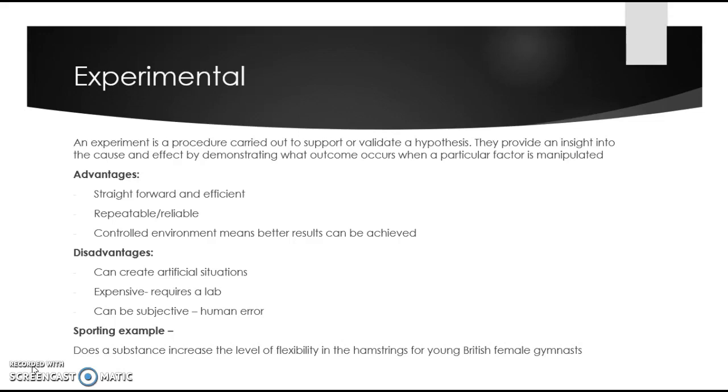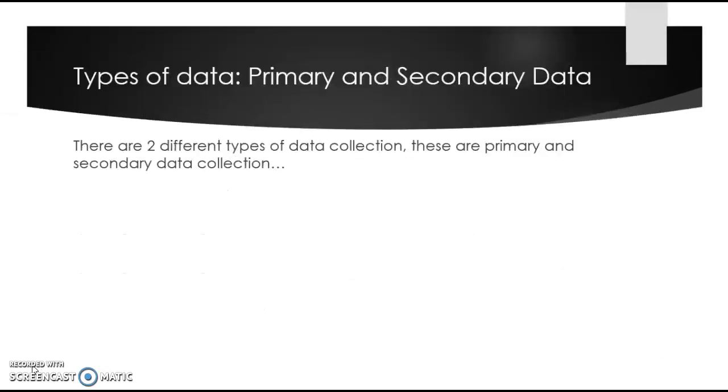The advantages are it is straightforward and efficient, it is repeatable and reliable, controlled environment means better results can be achieved. The disadvantages are can create artificial situations, it is expensive and requires a lab, this can be subjective, so human error. The sporting example could be, does the substance increase the level of flexibility in the hamstrings for young British female gymnasts? We now move on to the types of data, and these are primary and secondary data.